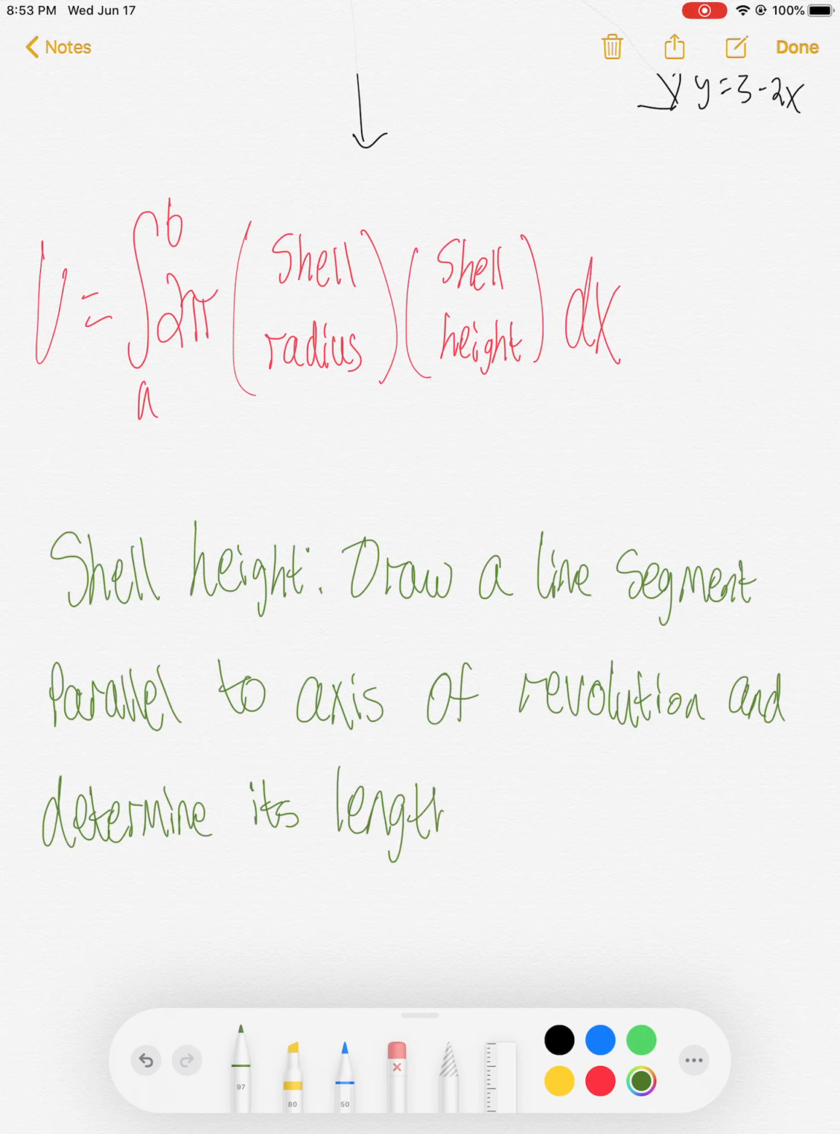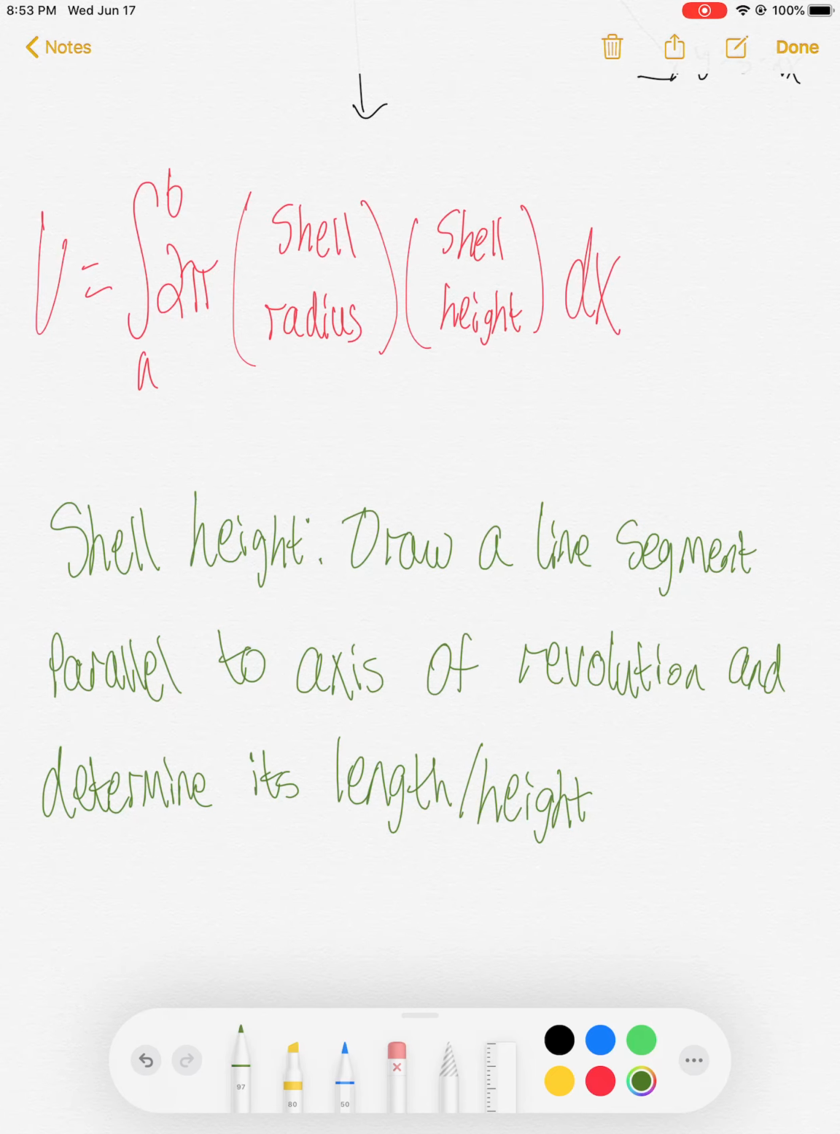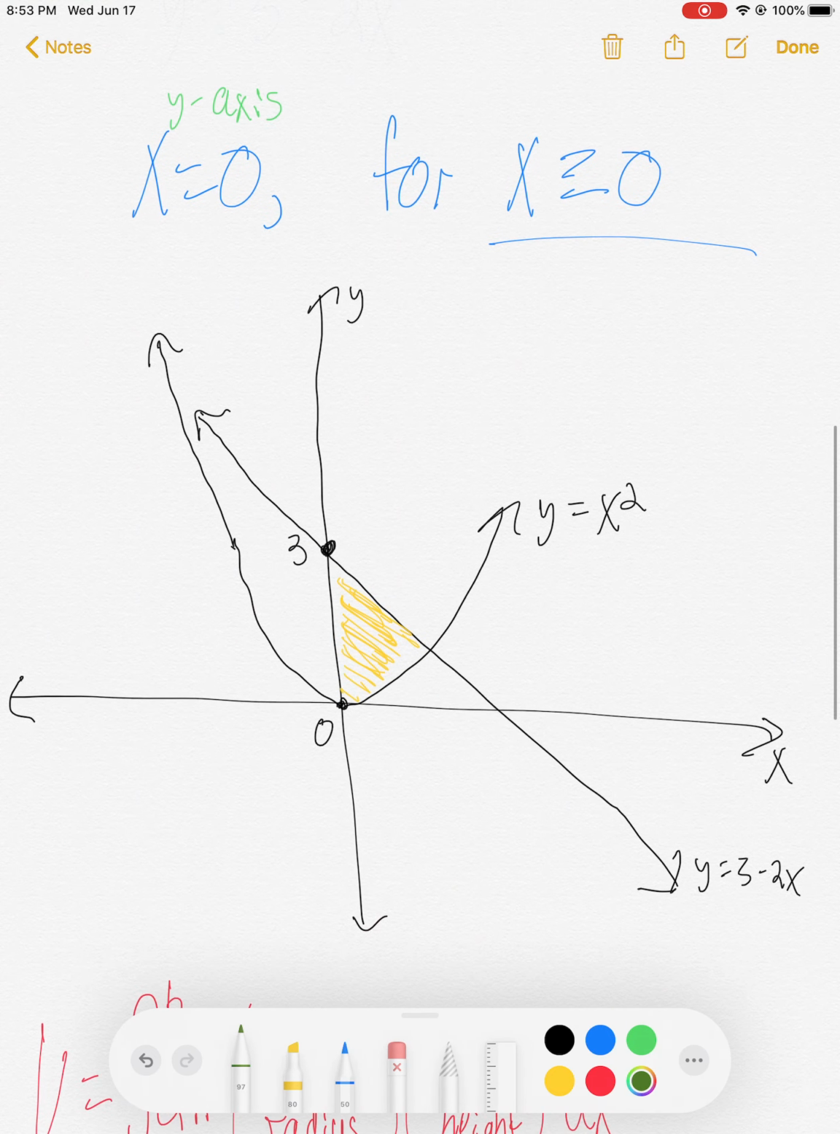When I say length or height, if our axis of revolution was the x-axis, then our line segment, since it's parallel to the axis of revolution, would be horizontal. So in that case, we'd be talking about length, whereas in this case, our axis of revolution is the y-axis, so we are instead going to consider its height. Okay, so let's go ahead and figure that out first.